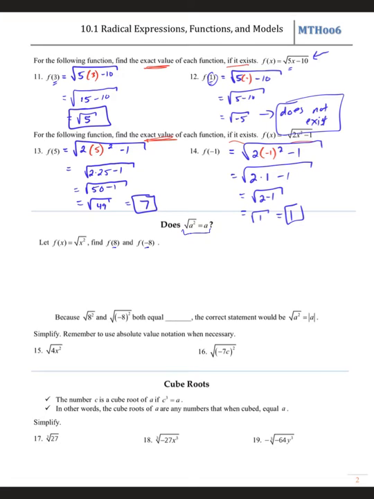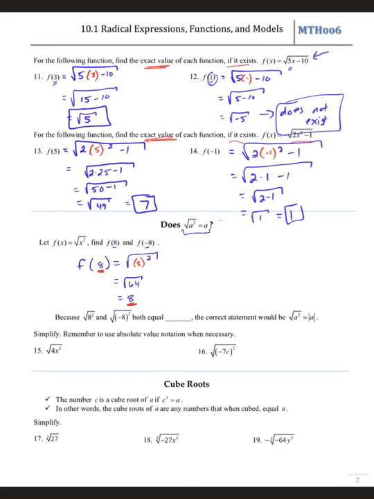So we want to find f of 8 if we have the square root of 8. Actually, let me do this in red. We want to take the square root of 8, just to keep it consistent, squared. Well, we know 8 squared would be 64. The square root of 64 is 8. So in this case, it does work. We substitute in an 8, we get out an 8. So we know that that one is true as far as that goes.